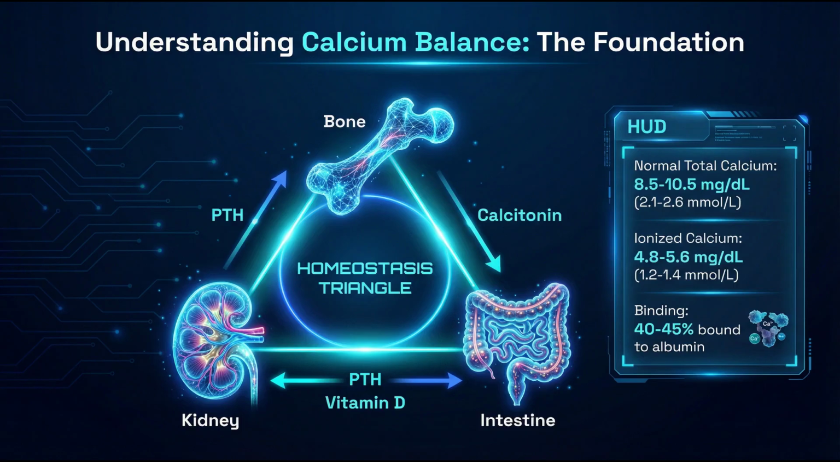Normal total serum calcium ranges from 8.5 to 10.5 milligrams per deciliter. But here's what's critical. Calcium homeostasis depends on three key organs working in concert. The bone serves as the calcium reservoir. The kidney regulates excretion, and the intestine handles absorption. Parathyroid hormone and vitamin D are the master regulators orchestrating this balance.